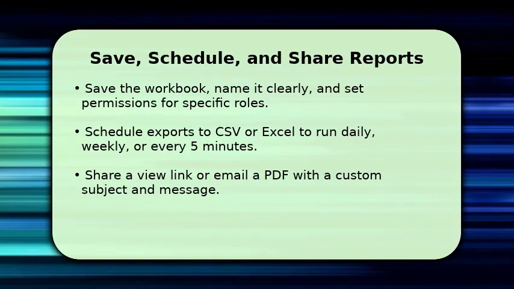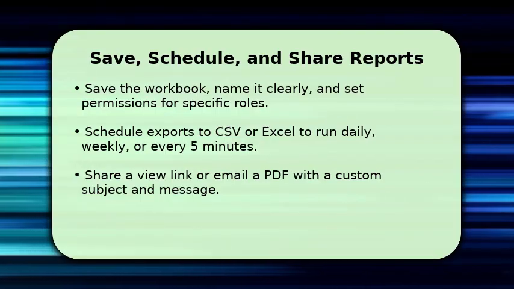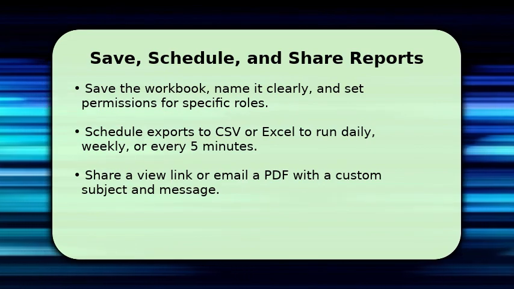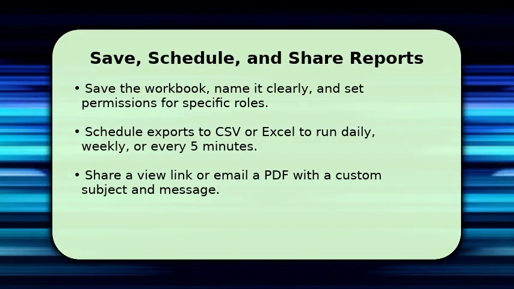To automate distribution, schedule exports to CSV or Excel to run daily, weekly, or every 5 minutes. Configure recipients by role, email, or individual address and set a clear subject line. Use the share function to generate a secure view link or to email a PDF snapshot. Test the schedule and access by running a manual export and confirming receipt within your team.